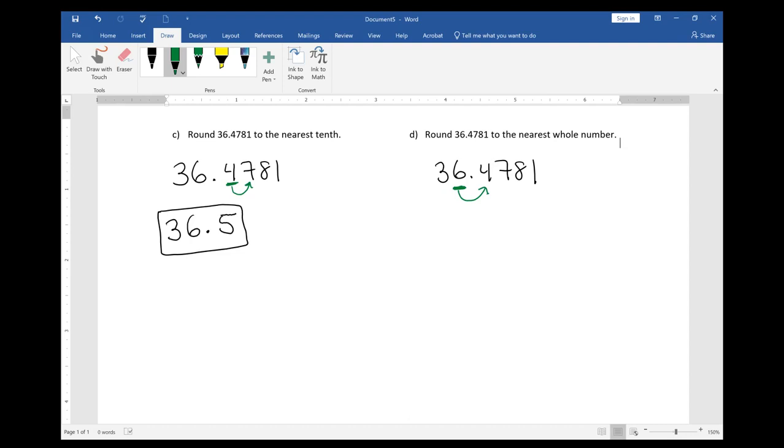Since 4 is less than 5, the 6 will remain the same. So to write our rounded number, the 3 remains the same, the 6 remains the same, and we remove the rest of the digits. Therefore, 36.4781 to the nearest whole number will be 36.